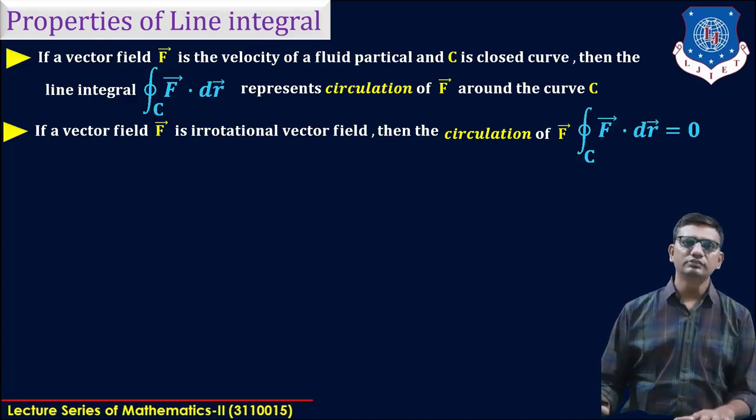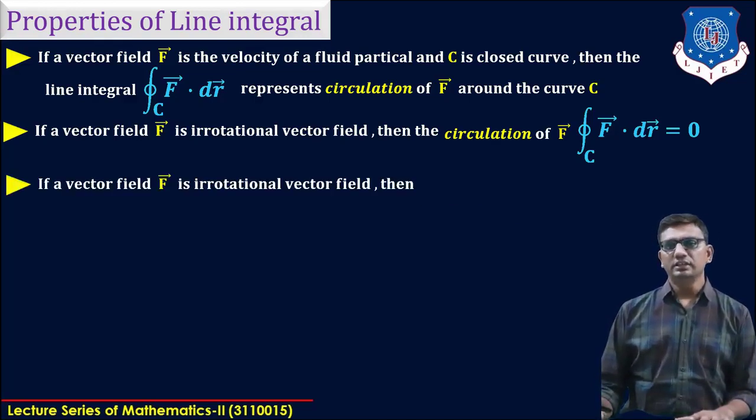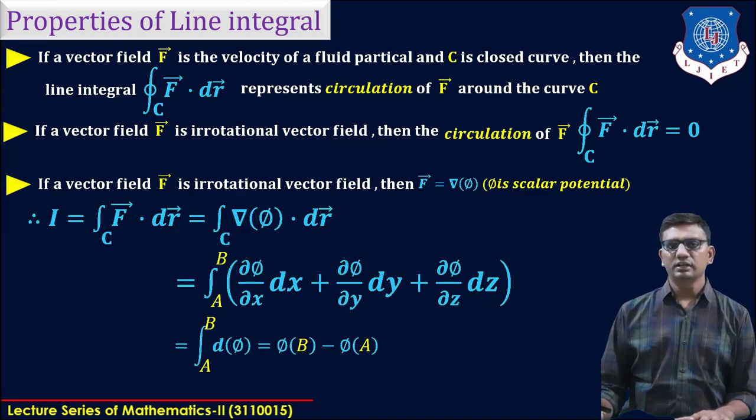If f bar is an irrotational field, then it is the gradient of some function phi, and in this case phi is called the scalar potential. Then the line integral becomes the integration of gradient of phi dot dr bar, evaluated from point A to B, del phi by del x dx plus del phi by del y dy plus del phi by del z dz, and it is the perfect derivative of phi. So it can be written as d phi from A to B. So our integration is phi of B minus phi of A.